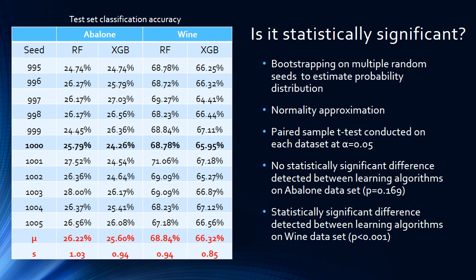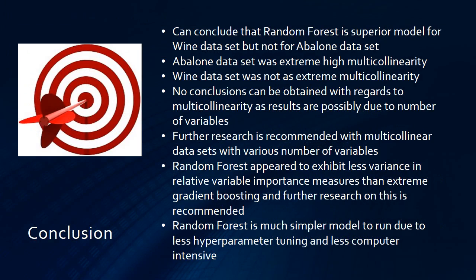I determined that there was no statistically significant difference detected between the learning algorithms on the abalone dataset. However, I did detect a statistically significant difference between the algorithms on the wine dataset. In conclusion, I can state that the random forest proved to be a superior model for the wine dataset, but not for the abalone dataset.